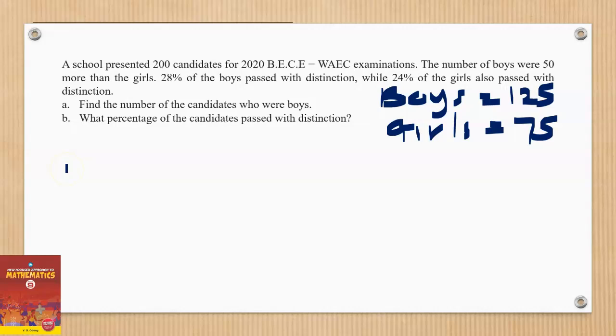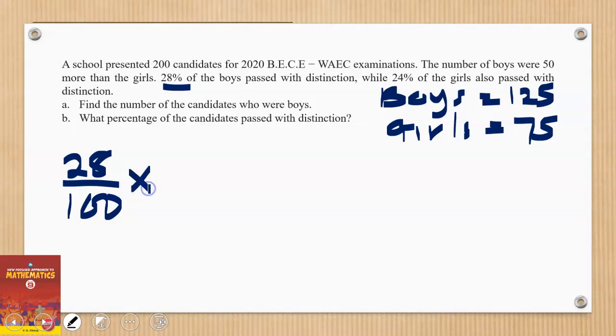Now, to answer the second part of the question, which says what percentage of the candidates passed with distinction. Now, we saw from the question that 28% of the boys passed with distinction. So 28 over 100 times 125 on the part of the boys. And so we want to do the calculation over here. When you do your simple cancellation and multiply, you end up getting 35 boys passed with distinction.